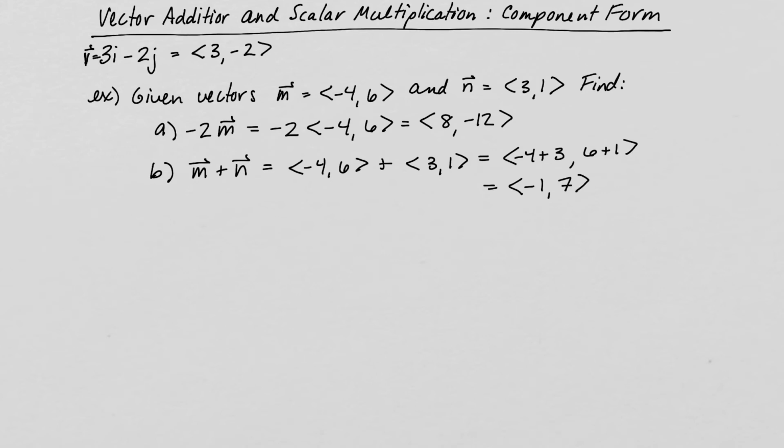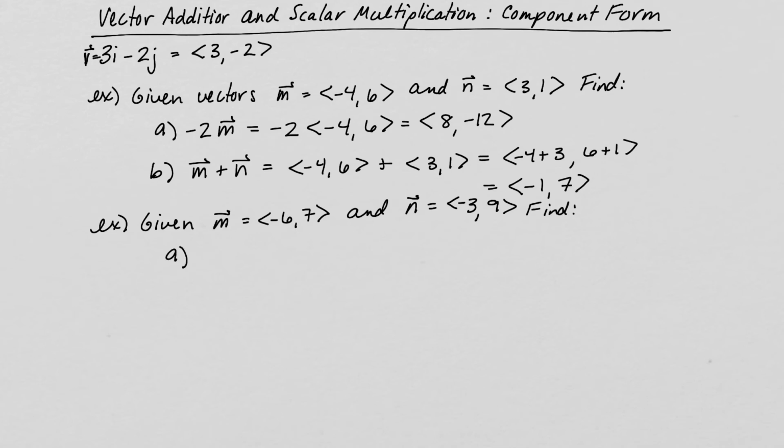So we'll do one other one here. Well, given m negative 6, 7, and n negative 3, 9, find a, 4m. So it's going to be 4 times the vector negative 6, 7. So if we multiply that through, it's going to be negative 24 comma 28.